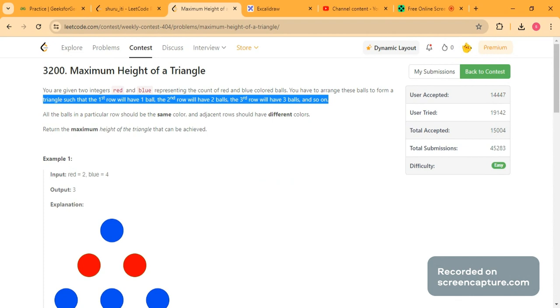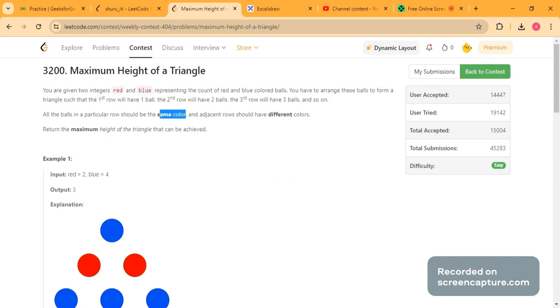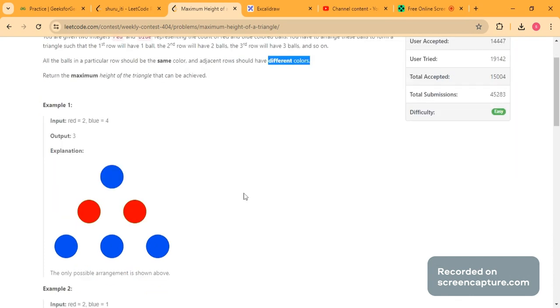All the balls in a particular row should be of the same color, and all the balls in adjacent rows must have different colors. So this is our given condition.